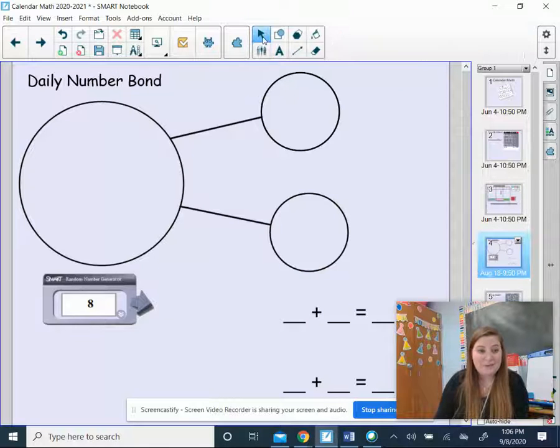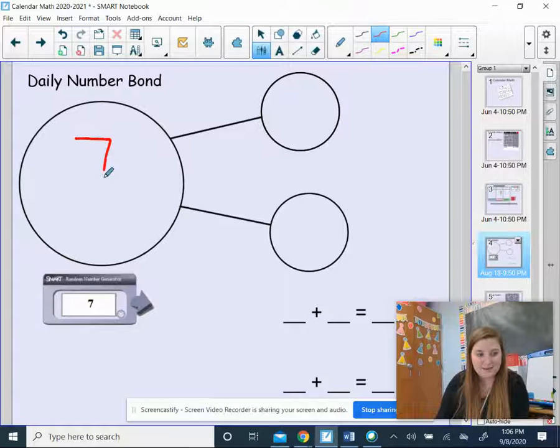All right, Neil, let's see what number we're going to make today. Cool. We are making the number 7. So 7 is my total. I've got to see what parts I need to make that number 7. There are lots of ways to make the number 7, but today I'm going to try to make it using the number 2 as one of my parts.